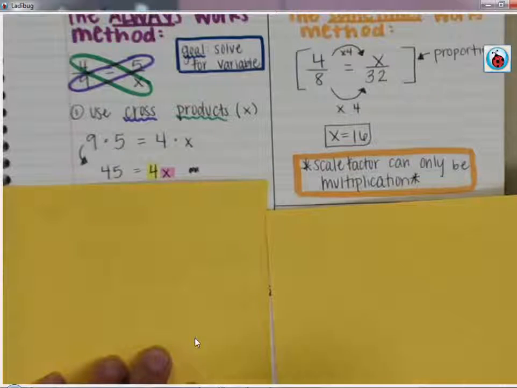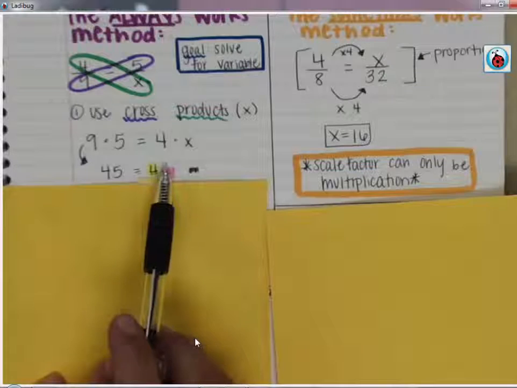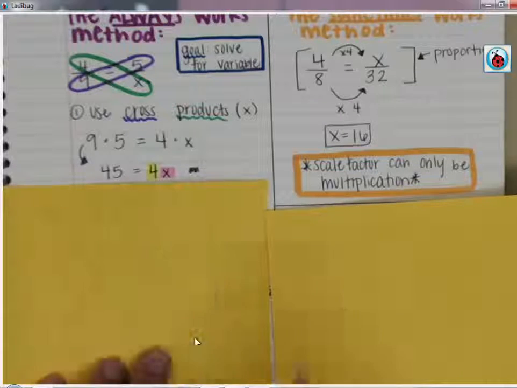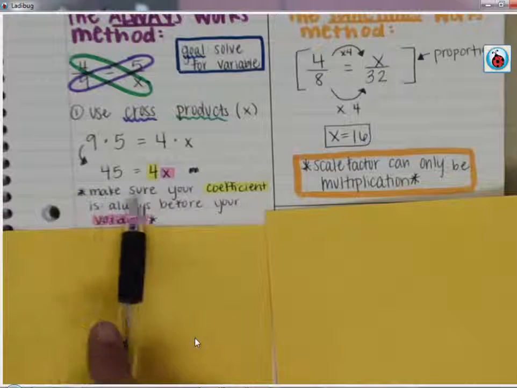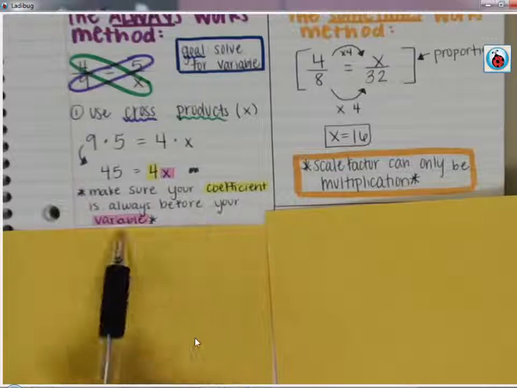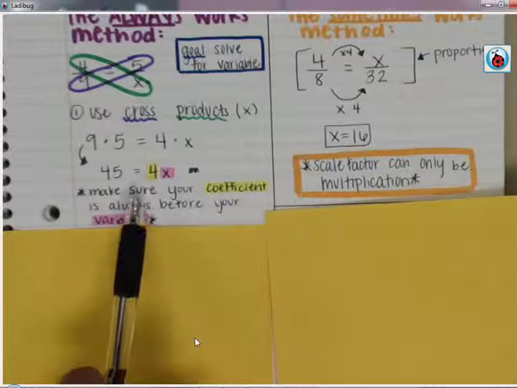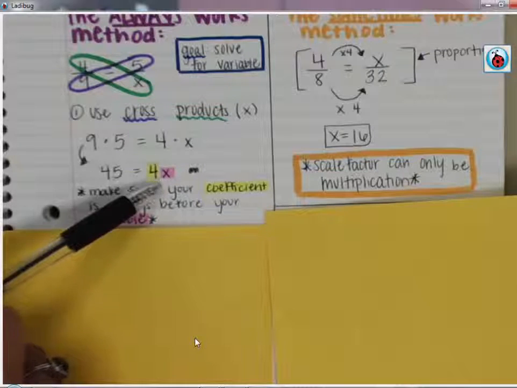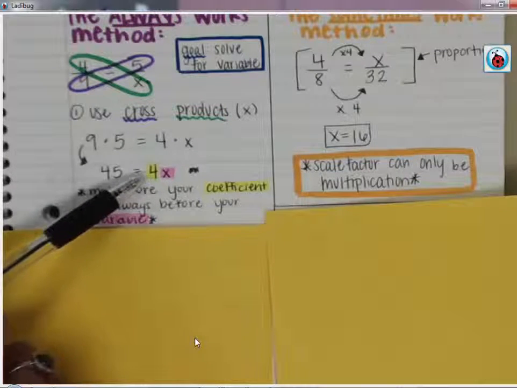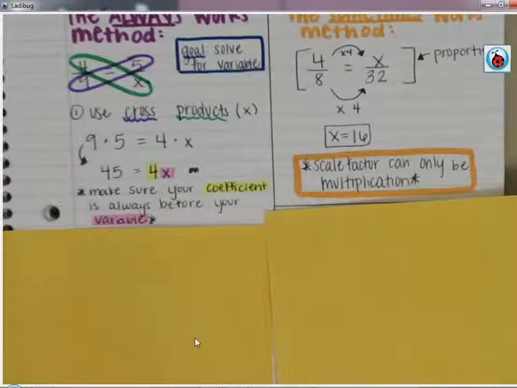Our goal, remember, is still to solve for our variable. I want to know, what does x represent? Well, instead of guessing and checking, there's an easier way. By the way, I did make a comment. Make sure your coefficient is always before your variable. See how I highlighted again? Your coefficient is what is in front of your variable. So our coefficient in this case is positive 4. Our variable is x. I'm giving you some time to write down.